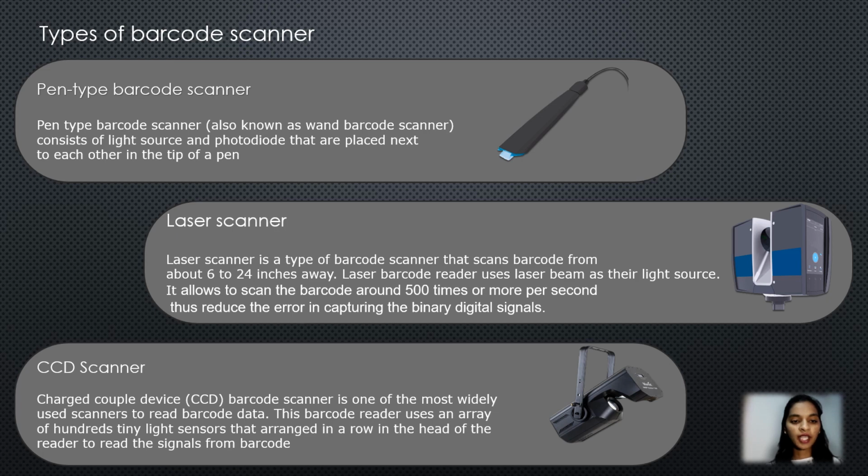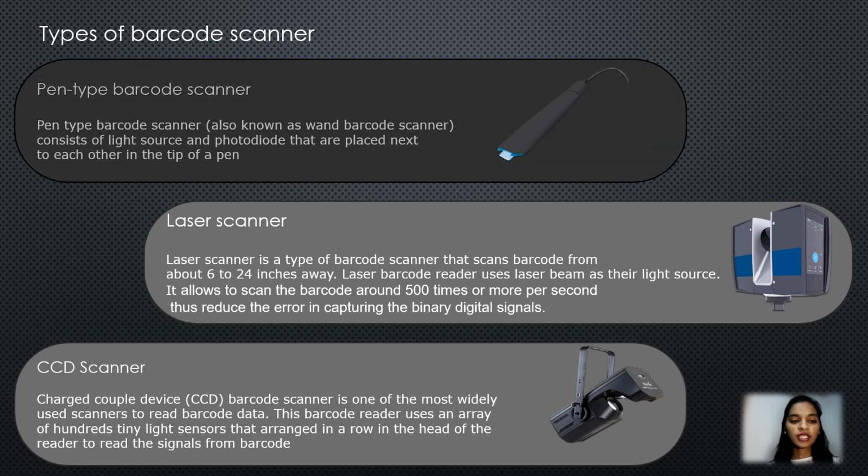Laser scanner is a type of barcode scanner that scans barcode from about 6 to 24 inches away. Laser barcode reader uses laser beam as their light source. It allows to scan the barcode around 500 times or more per second, thus reduces the error in capturing the binary digital signals. And the third one, CCD scanner.